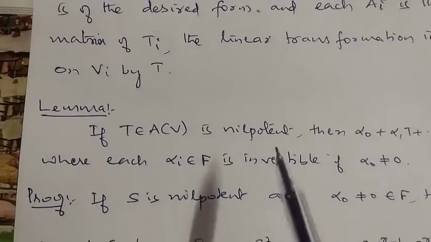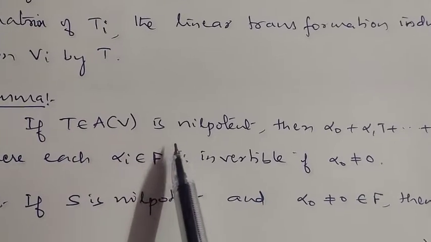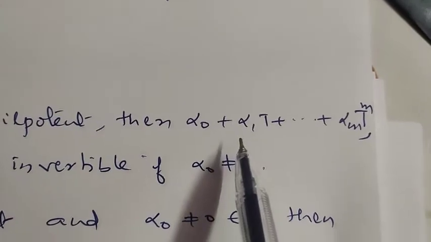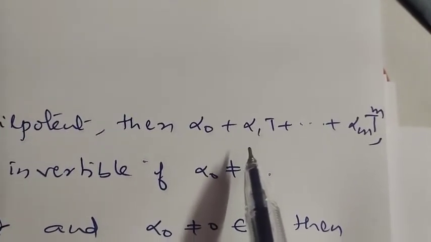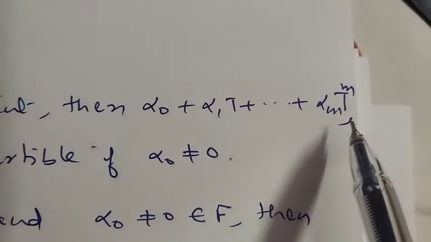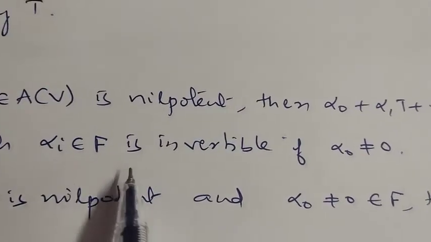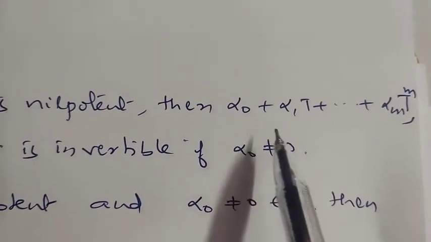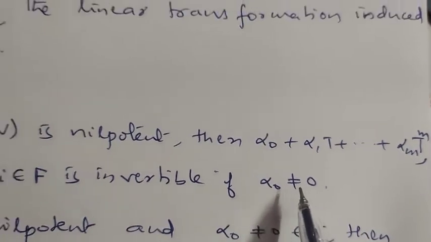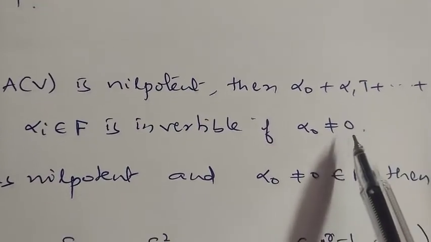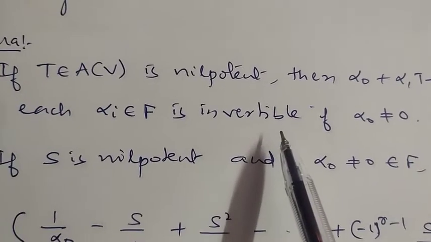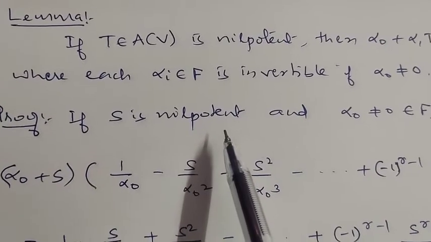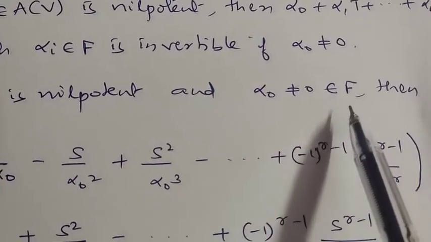Let's take up the next lemma. This lemma says, if T belongs to A of V is nilpotent, then the polynomial alpha naught plus alpha 1 t and so on up to alpha m t to the power m is invertible if alpha naught is non-zero. If the constant term of this polynomial is non-zero, then it is invertible. For this, suppose S is nilpotent and alpha naught is a non-zero element in F.